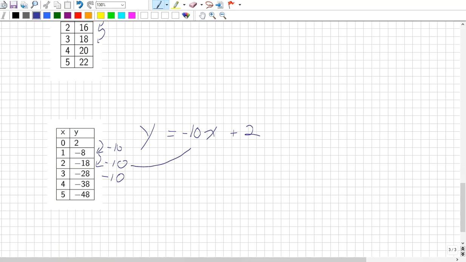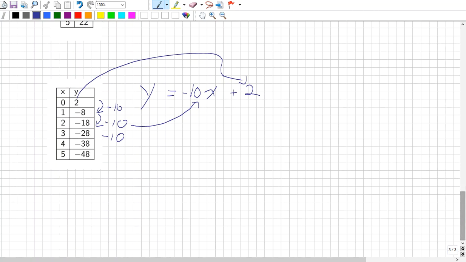Remember where each piece comes from. The number in front of x comes from the number that it's going up or down by. If it's going up, it's plus. If it's going down, it's minus or negative. And the constant on the end comes from the value that is on its own when x equals 0. Hopefully that helps. If you have any questions, maybe go back to the beginning of the video and review. Let me know if you have any questions.